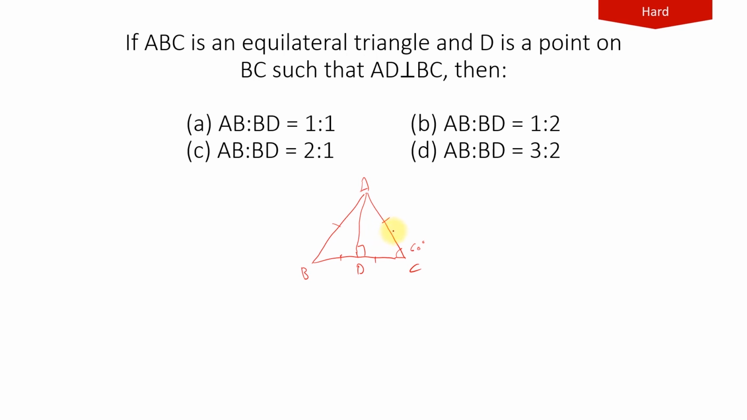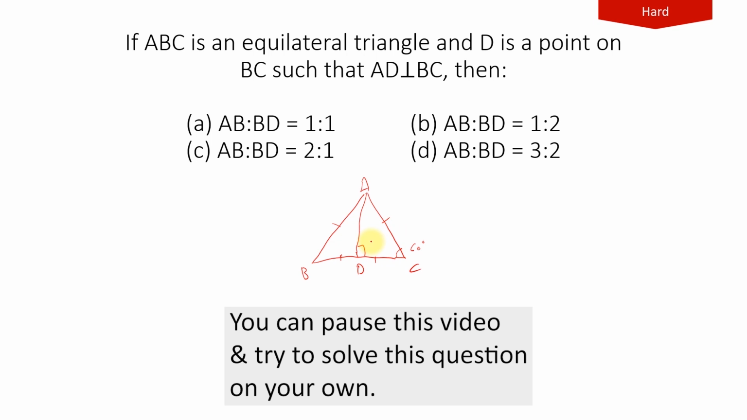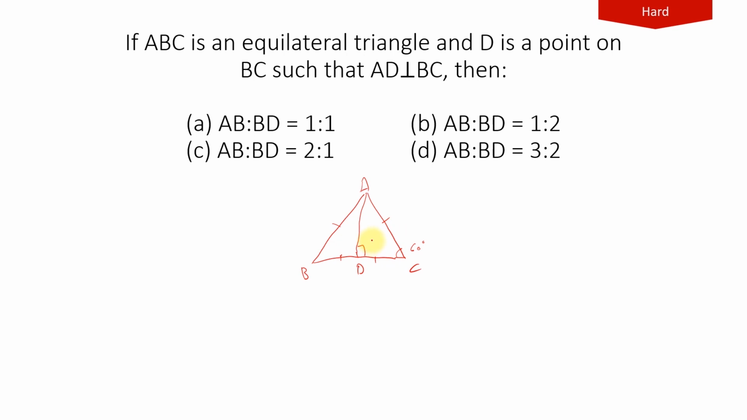So just by this information, we can easily solve this question. Since AD is perpendicular to BC, it is intersecting BC at the midpoint. That is, it is bisecting BC. So BD is going to be half of BC. And since this is equilateral, BC is the same as AB. So the ratio of AB by BD is 2:1. So this is one way of doing this.